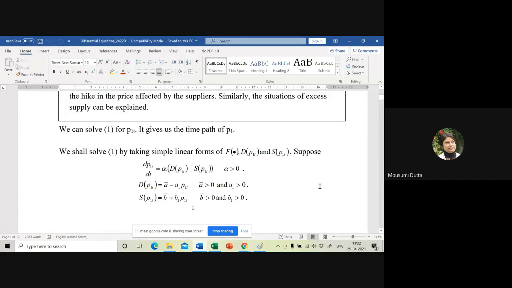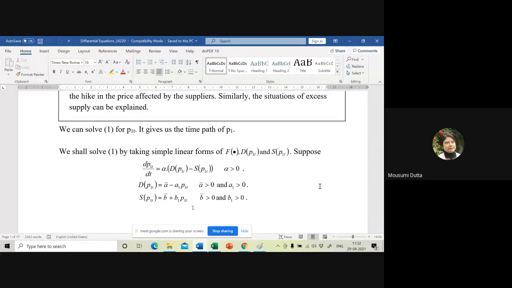So suppose dp1(t) by dt. Why am I using p1? Because typically I am talking about x1. So you can make the entire thing dp by dt, or d as a function of p(t), s as a function of p(t), and you can consider the commodity x. So 1 I am using to indicate x1. Actually, I am considering the price of x1. Therefore, for the notational matter, I am bringing 1. It is not necessary that you have to write 1.